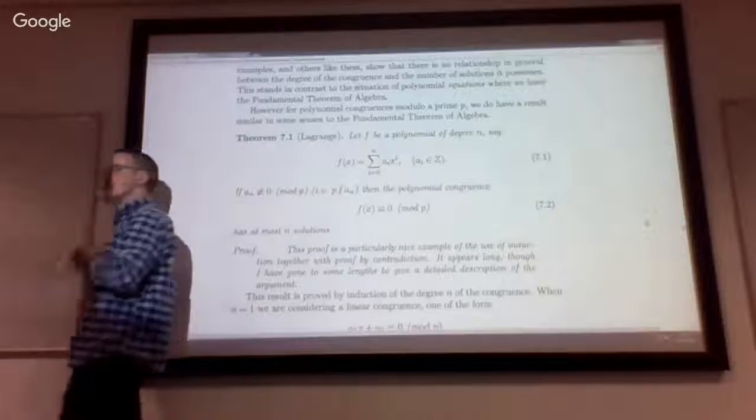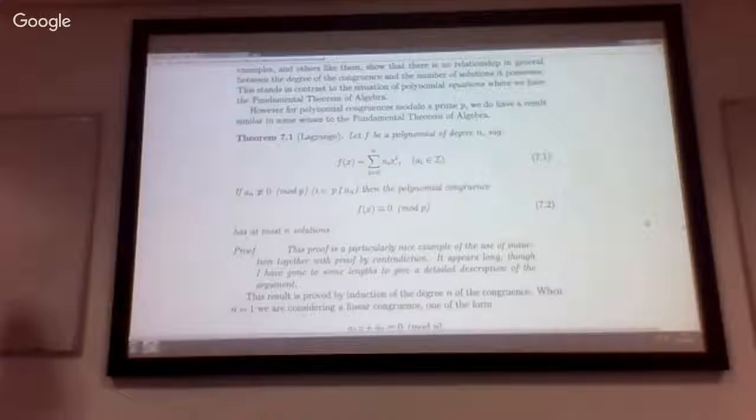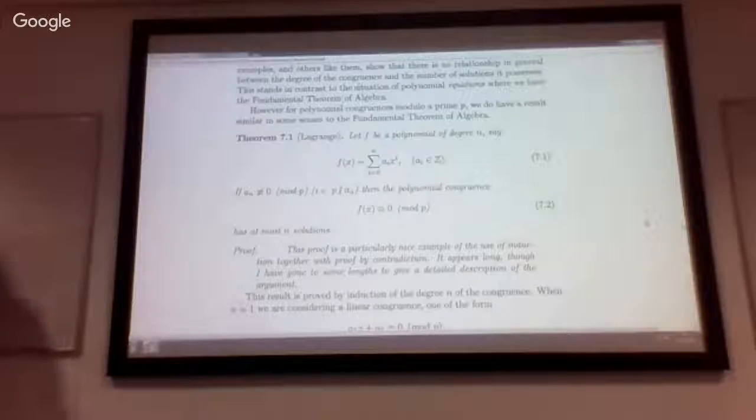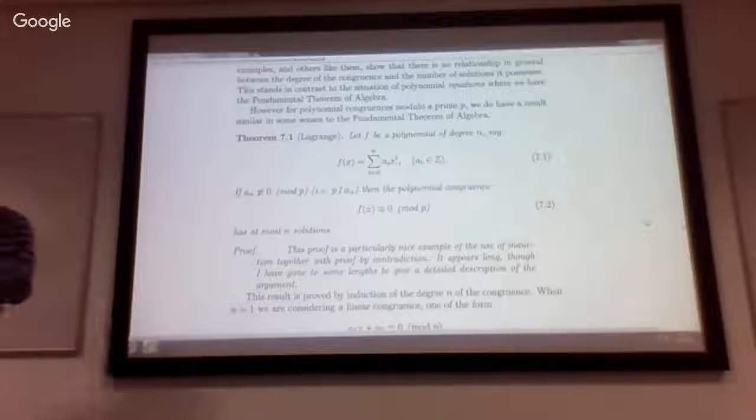Now, such a thing is not true of polynomial congruences. We've already seen examples of polynomial congruences which have no solutions at all, and polynomial congruences which have more solutions than the degree of the polynomial. So we can't expect any exact relationship like the fundamental theorem of algebra.